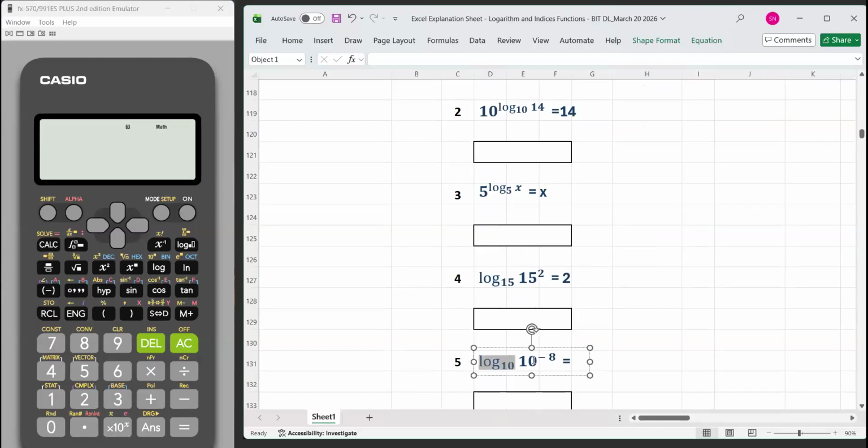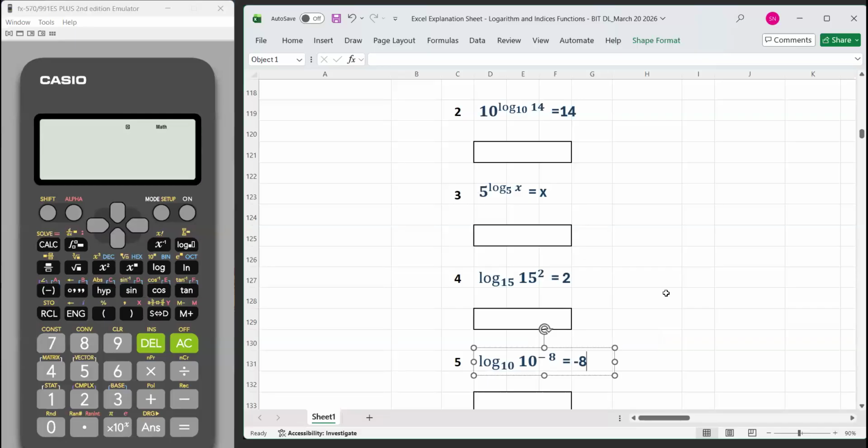And then log of the number 10 raised to the power negative 8 to base 10 should be equal to negative 8. Minus 8, negative 8. Exactly. Okay. So the property makes the work easier. If you can remember the property, you can be able to give the correct answer.